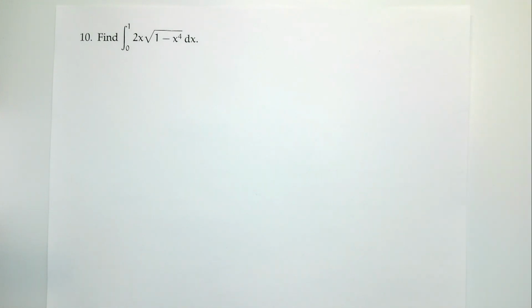Find the integral from 0 to 1 of 2x square root of 1 minus x to the 4th dx. Well, how can we proceed?